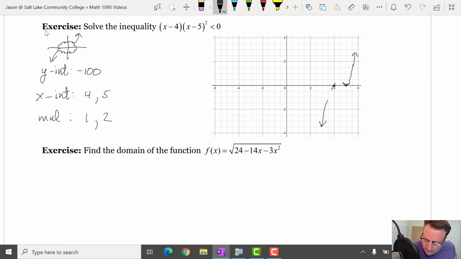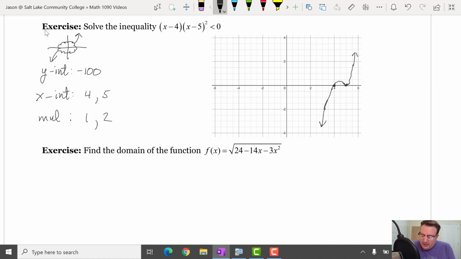So that, there, and there we go. Something like that. Now, are we done here? No, we're not done. We need to answer solve the inequality. So where is this function strictly less than 0?